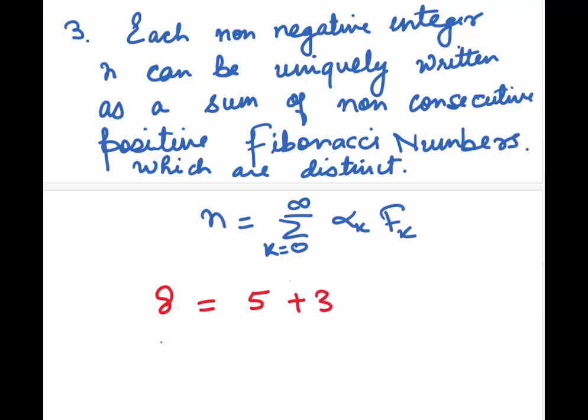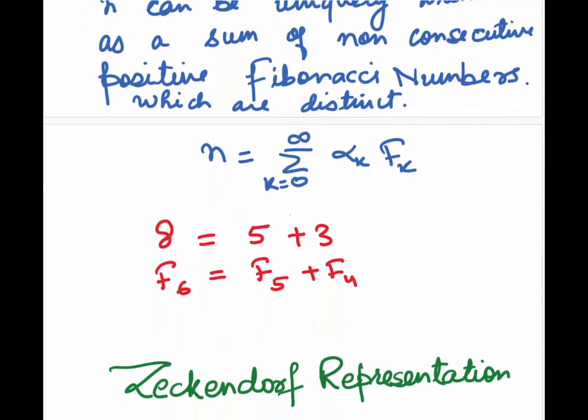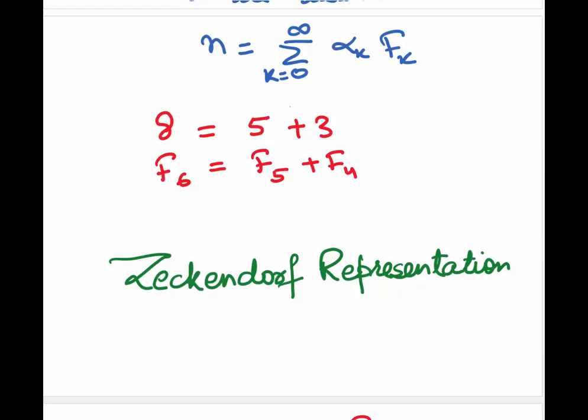You know that 8 is nothing but f of 6. What is 5? F of 5. And what is 3? F of 4. So every positive integer n can be written like this. This sum is known as Zeckendorf representation.